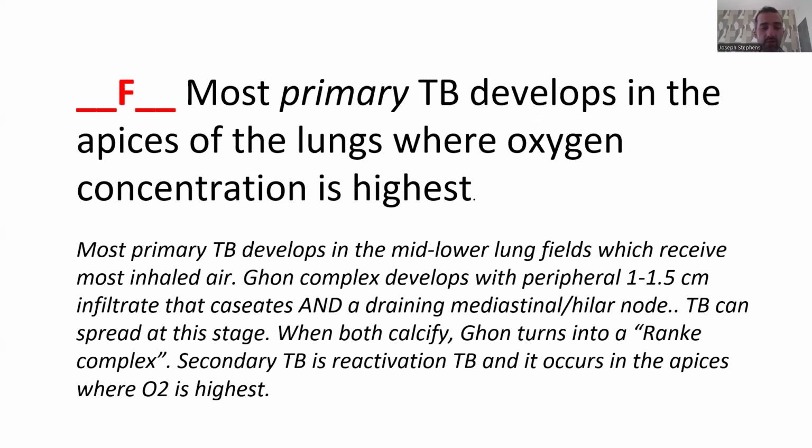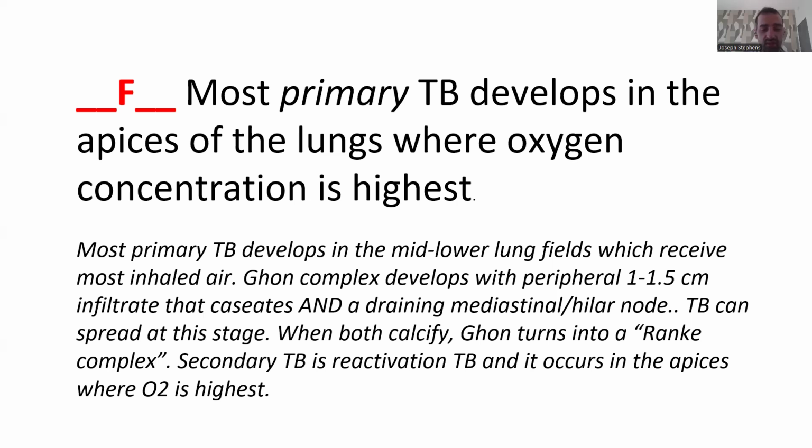True or false? Most primary TB develops in the apices of the lungs where oxygen concentration is the highest. That's false. Primary TB most often develops in the mid-lower lung fields, which receive the most inhaled air. Ghon complex develops with peripheral, like 1 to 1.5 centimeter infiltrates that caseates in the draining mediastinal hilar lymph node. TB can spread at that stage.